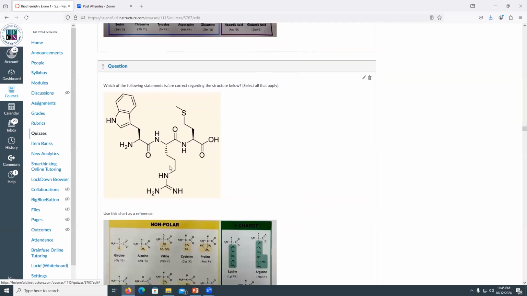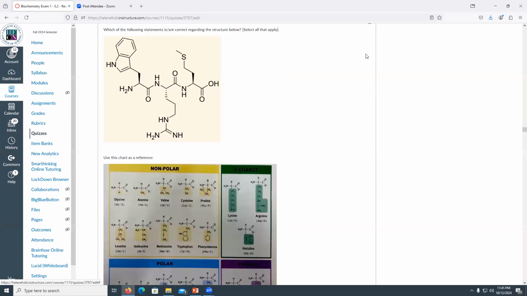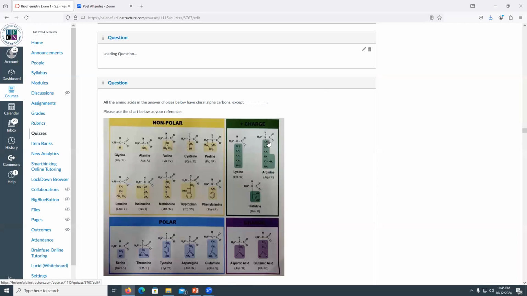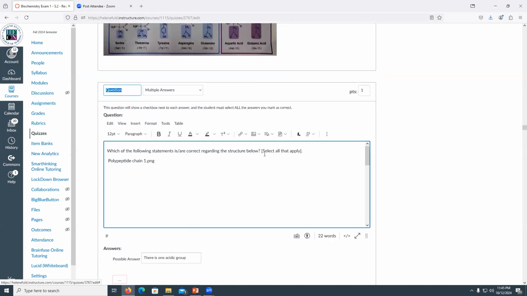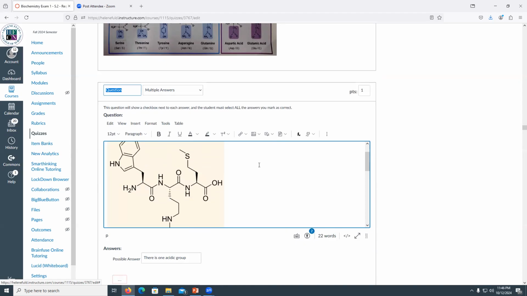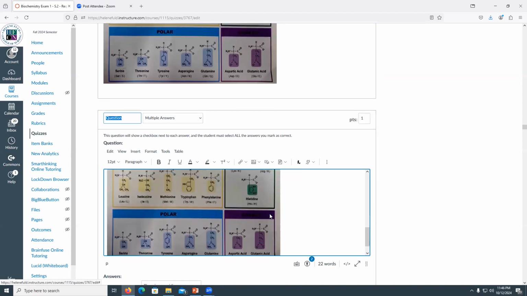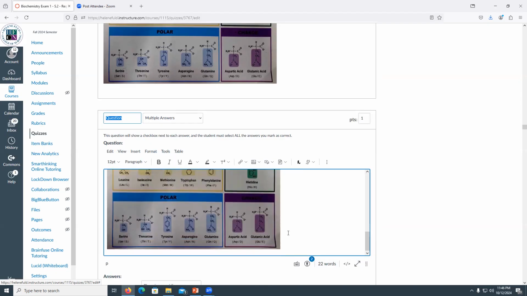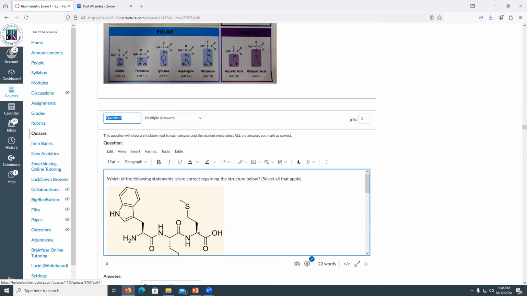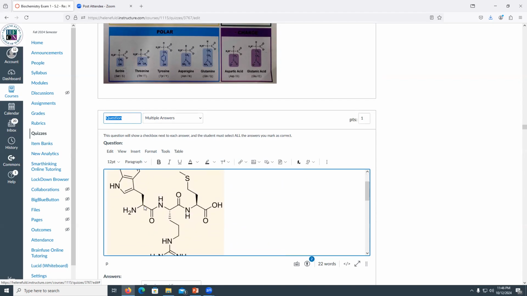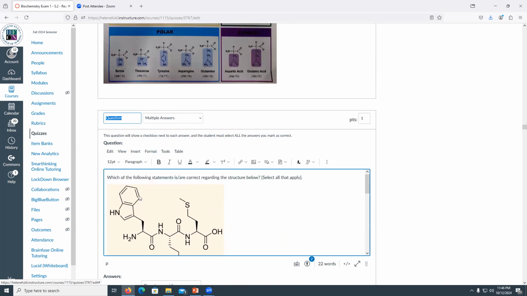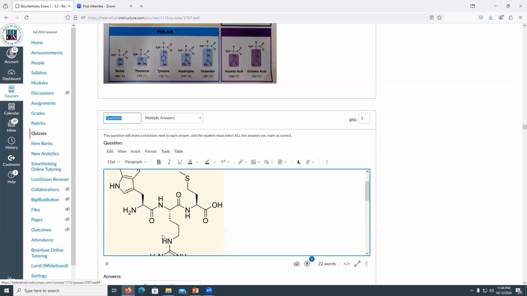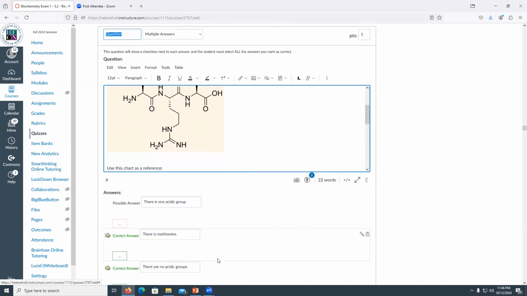Which of the following statements is correct regarding the structure below? Okay, so what are the statements? There is one acidic group. In order to be acidic, you have to be one of these guys: aspartic acid and glutamic acid. Does it have aspartic acid and glutamic acid? No. What are my R groups? This is my amino terminus, that's my H, that's my R group. This R group is not an acid. This R group here is not an acid. And this R group here is not an acid. So nope, it does not have an acidic group.